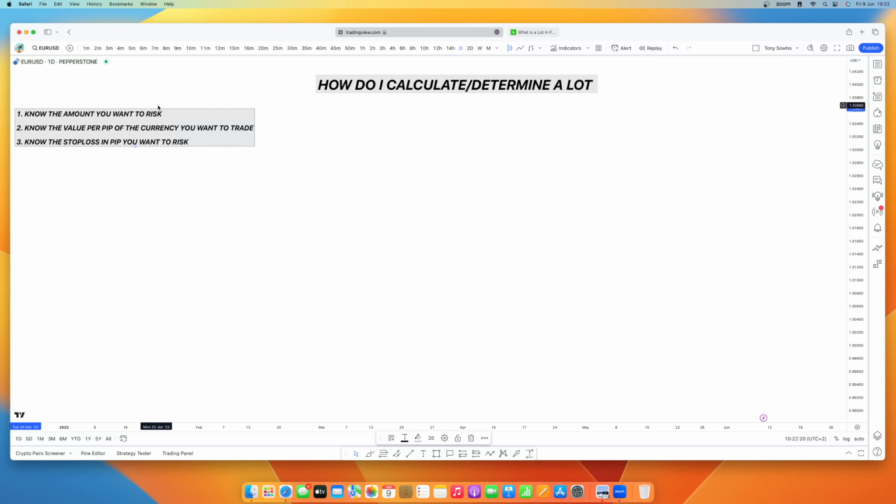Now, how to calculate the value per pip can be a little bit too stressful. So I'm going to be showing you a very easy method on how to calculate the value per pip. You just have to do a couple of things, and that's all. So the first thing you are going to do in order to calculate a value per pip for a currency is this.